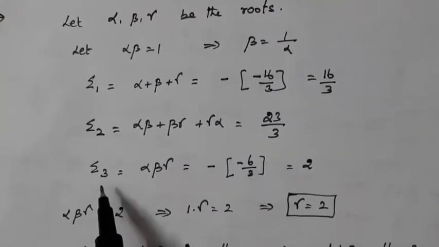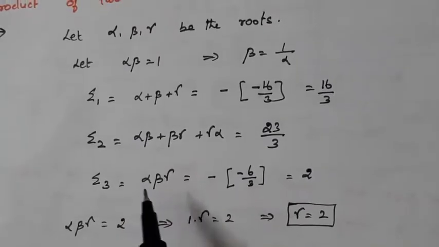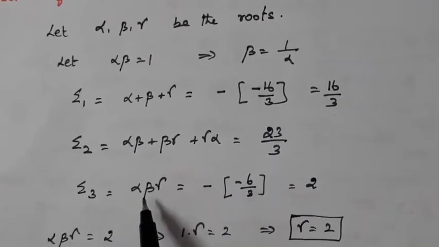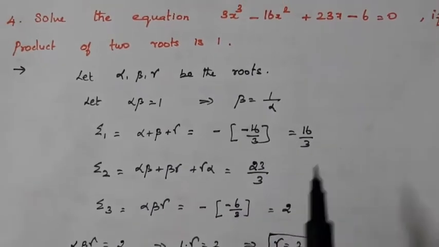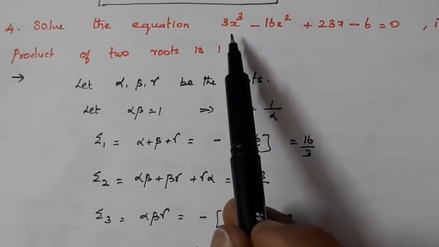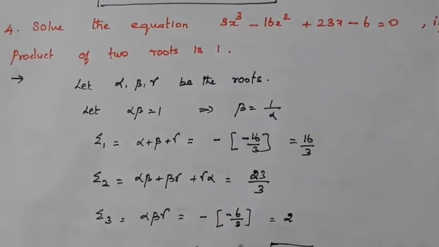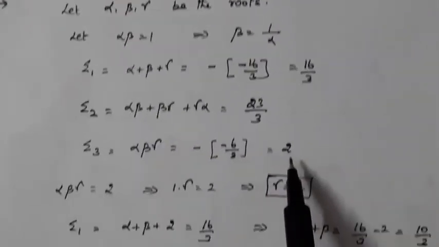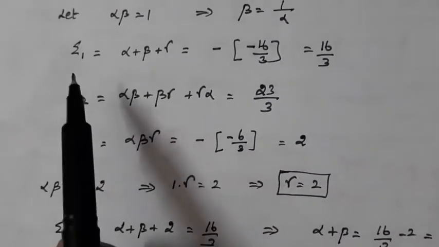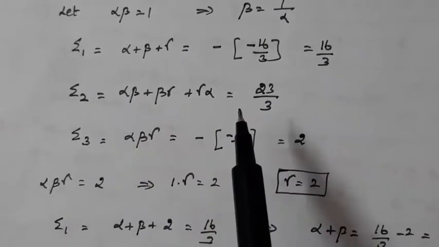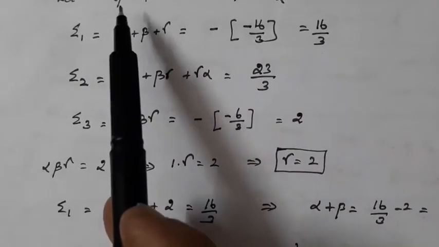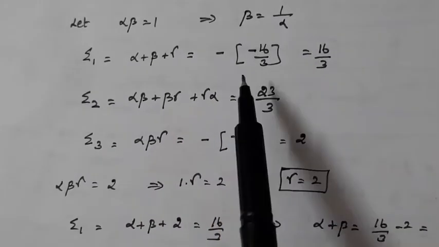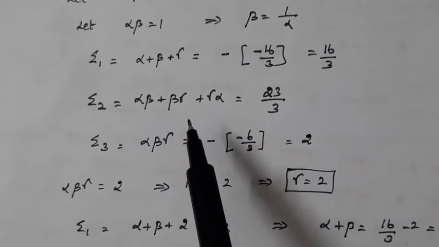Then sigma 3. Sigma 3 is nothing but the product of all the 3 roots, which is alpha, beta and gamma. So, it will take the sign minus and it will be equal to the constant divided by coefficient of x cube, that is minus of minus 6 divided by 3, that is equal to 2. Okay. So, you got the values of sigma 1, sigma 2, sigma 3 from the given equation. Now, with the help of the 3 equations and then by using beta as 1 by alpha, we have to find out the values of alpha, beta and gamma.